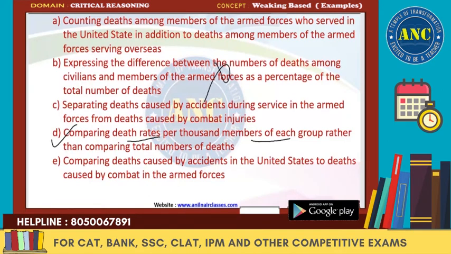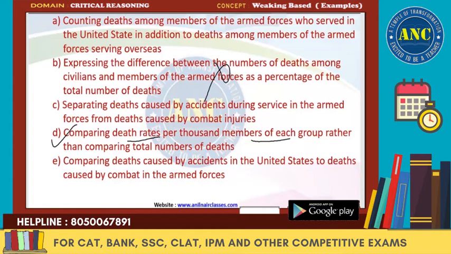Look at option A. Counting deaths among members of the armed forces who served in the US in addition to deaths among members of the armed forces serving overseas. Now, this is inappropriate because it simply adds a third group to the two being compared.